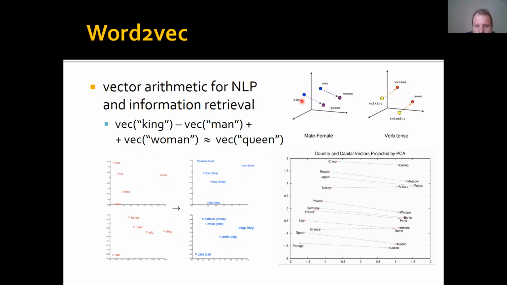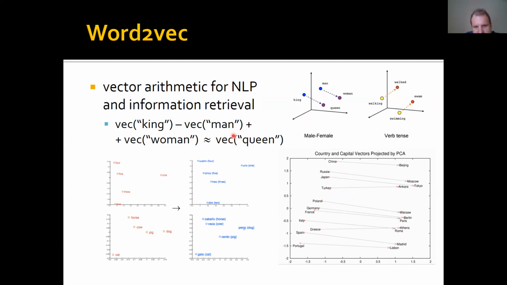We can also do vector arithmetics like this. We can take the embedding for the word king, subtract from the vector of king a vector of man, then add a vector of woman, and basically we get a vector of queen. So if we do these operations and then do separately the embedding of queen, we basically get the same. So this could be validated.